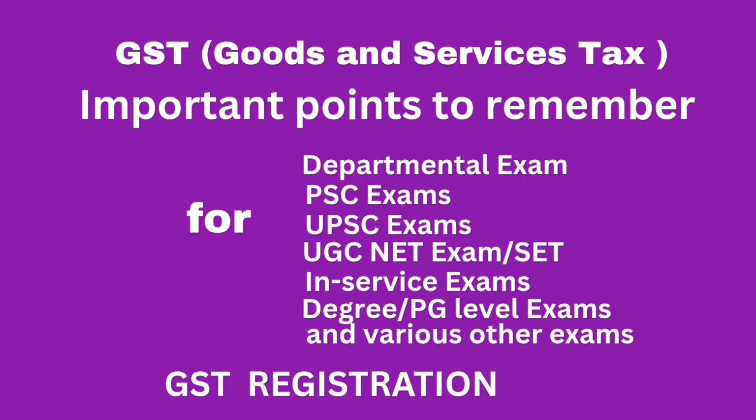Then voluntary registration and UIN. Voluntary registration: a person not liable to be registered under section 22 and 24 may get himself registered voluntarily. Then unique identification number, UIN. In respect of supplies to some notified agencies of United Nations organizations, multinational financial institutions and other organizations, a UIN is issued. Then next, effective date of registration.